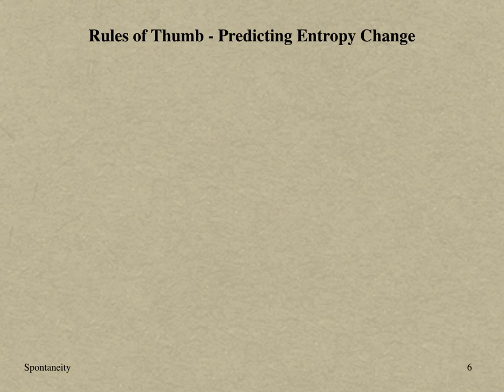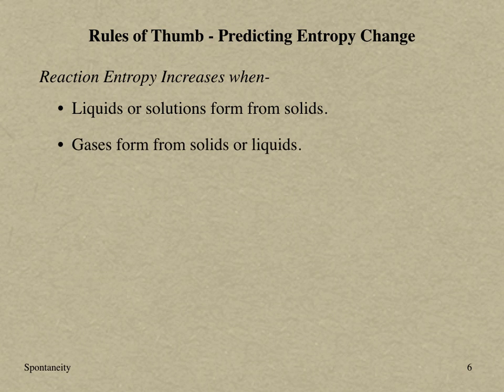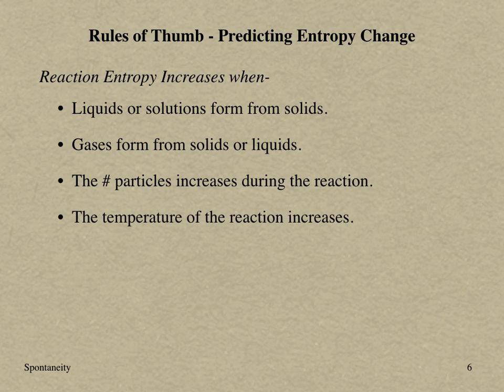There are several rules of thumb which are useful when considering a change in entropy for a reaction. Entropy increases during a reaction if liquids or solutions form from solids, gases form from solids or liquids, there are more moles of products than reactants, or the temperature of the reaction increases.